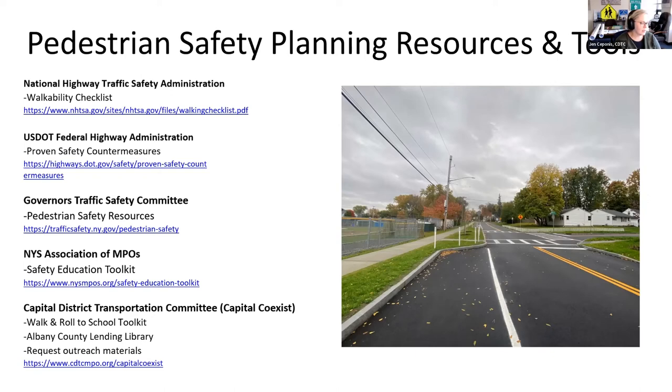And then, of course, on CDTC's website, if you go to the Capital Coexist webpage, we've developed and are linking to a number of resources there. There's a walk and roll to school toolkit that's really geared for schools. If you're in Albany County, there's a Complete Streets Lending Library. And then we have a number of materials that we distribute by request.